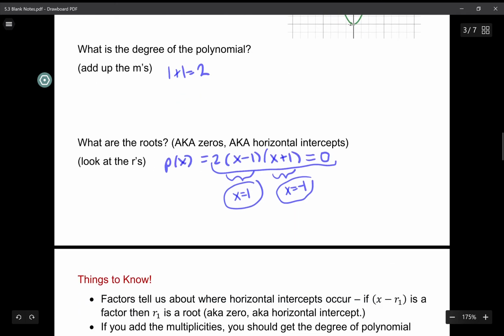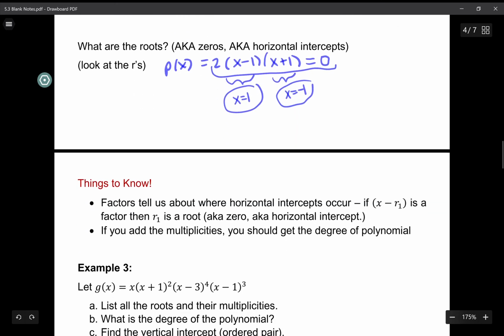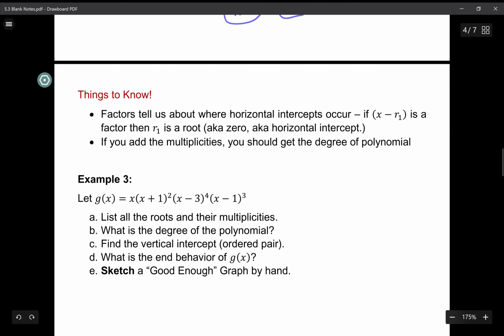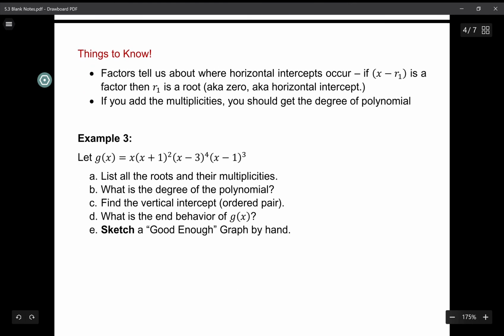All right, so let's try a little bit harder one. This is basically what I just said before, things to know. The factors tell us about the horizontal intercepts. If x minus r1 is a factor, then r1 is a root, right? If you add up your multiplicities, you'll get the degree of the polynomial.